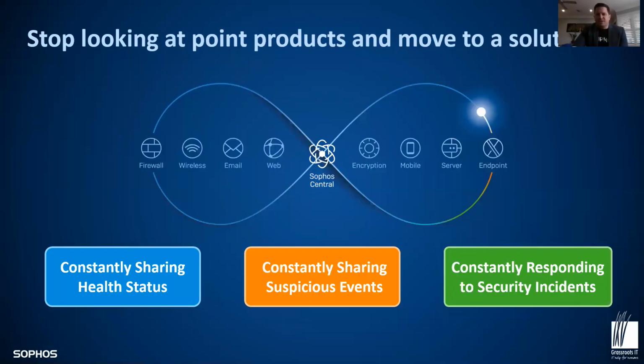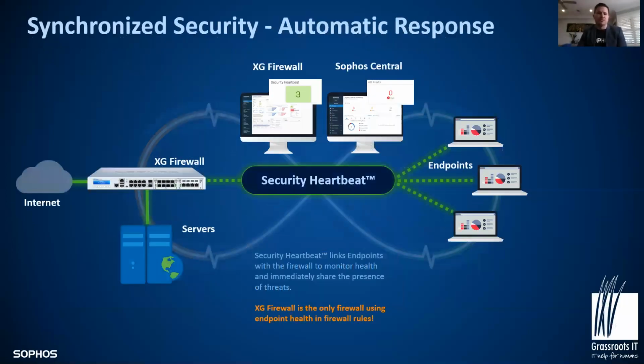I think with that, we've really got to stop looking at point products in cybersecurity and move to a full solution. You need to be thinking about moving to a solution that shares health status with each other, shares information on suspicious events found within your environment, and constantly responds to security incidents, right? And how do we do that at Sophos? I mentioned this at the start with something called synchronized security and our security heartbeat.